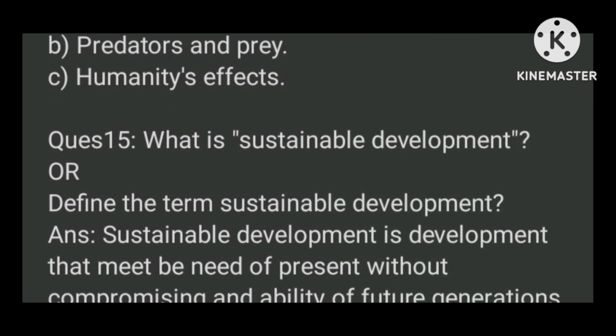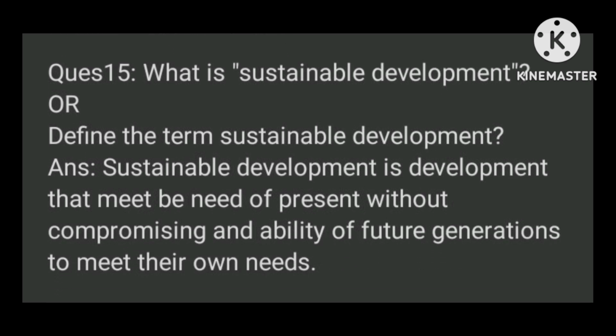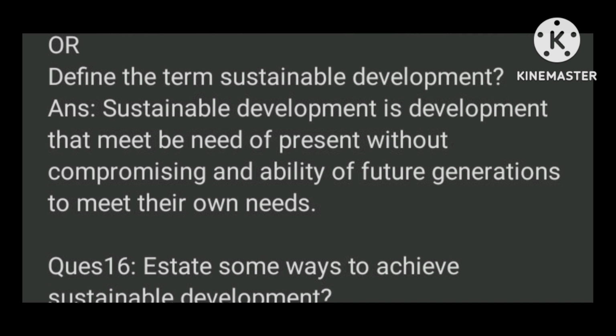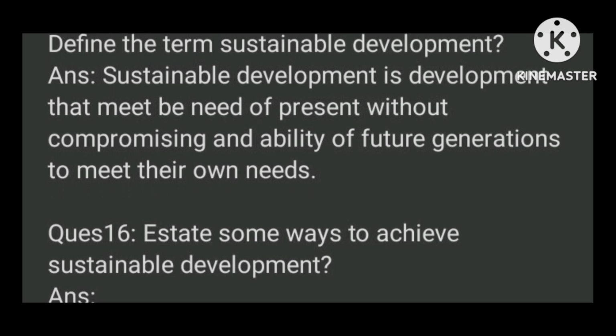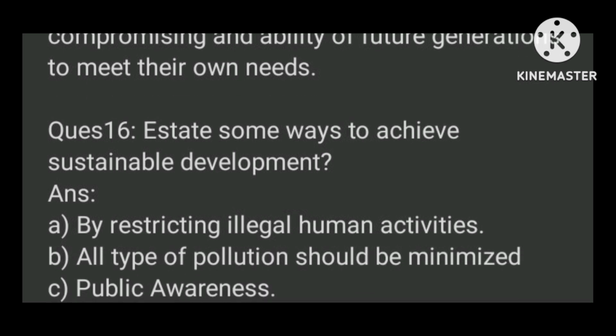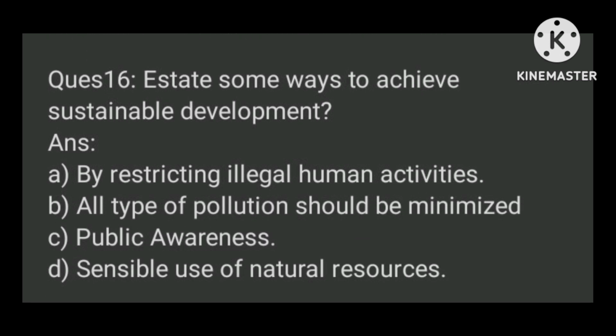Question number 15. What is sustainable development, or define the term sustainable development? Answer. Sustainable development is development that meets the needs of the present without compromising the ability of future generations to meet their own needs.